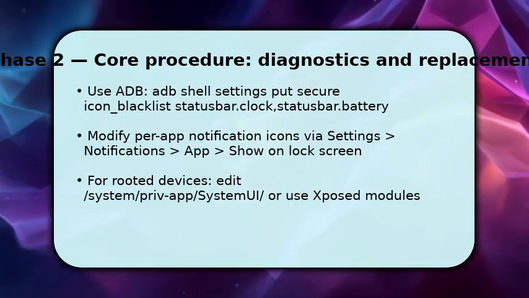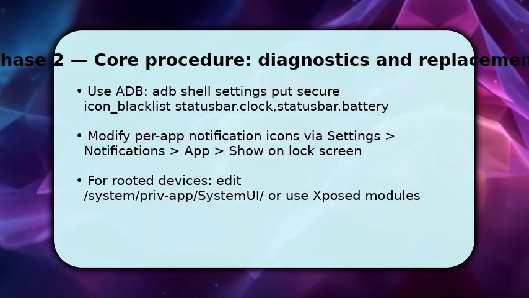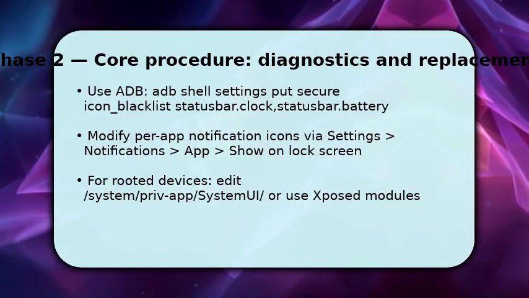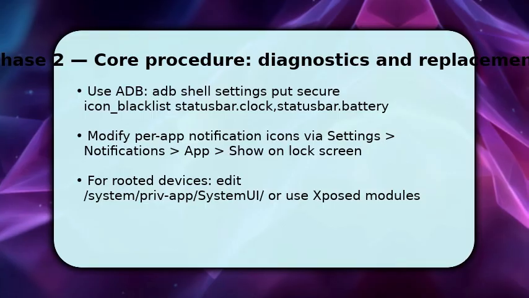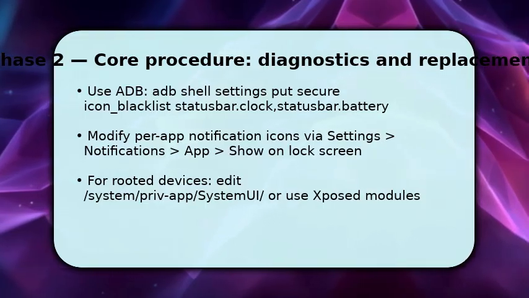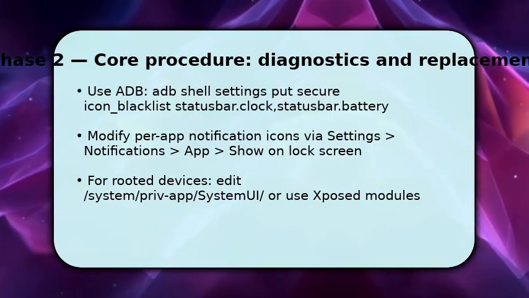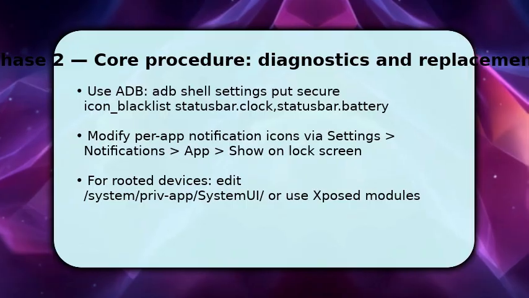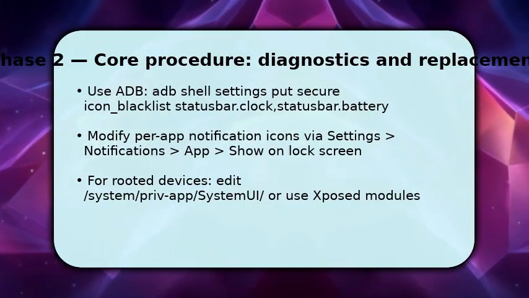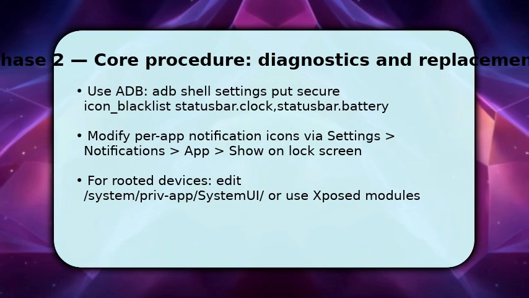If you prefer an app, tweak per app notification visibility in settings to remove specific icons. For rooted phones, you can edit system UI resources or use a module, which offers finer control. Make sure to reboot system UI or the device after changes, so the new icon configuration takes effect immediately.